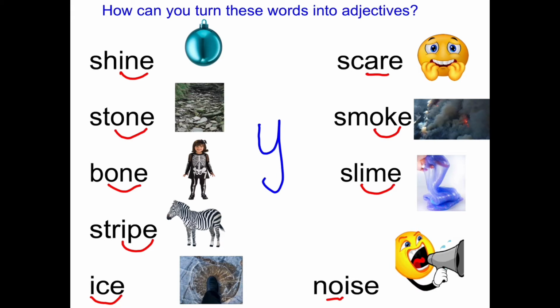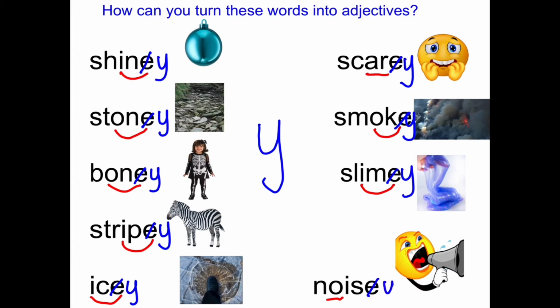So what we're going to do, I want you to write both of these words into your book. So you're going to write shine, and then we're going to cross out the E, add a Y, and you're going to write shiny. So we've got stone, and now we've got stony, bone, bony, stripe, stripy. And it's very easy to forget with these words to drop the E. That's a mistake lots of grown-ups make as well. So ice, icy, scare, scary, smoke, smoky, slime, slimy, noise, noisy.